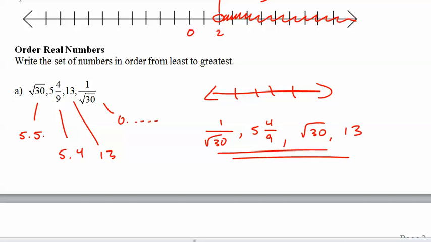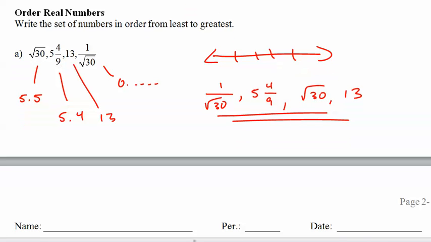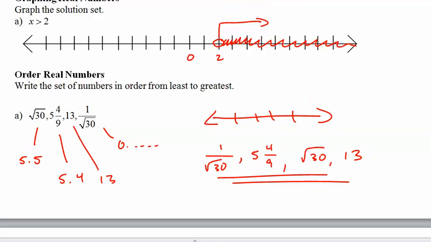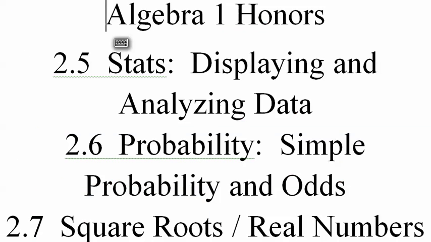I believe that's about it, and that is a lot of material, so definitely do some practice problems, get comfortable with it. Good luck, and happy mathing.